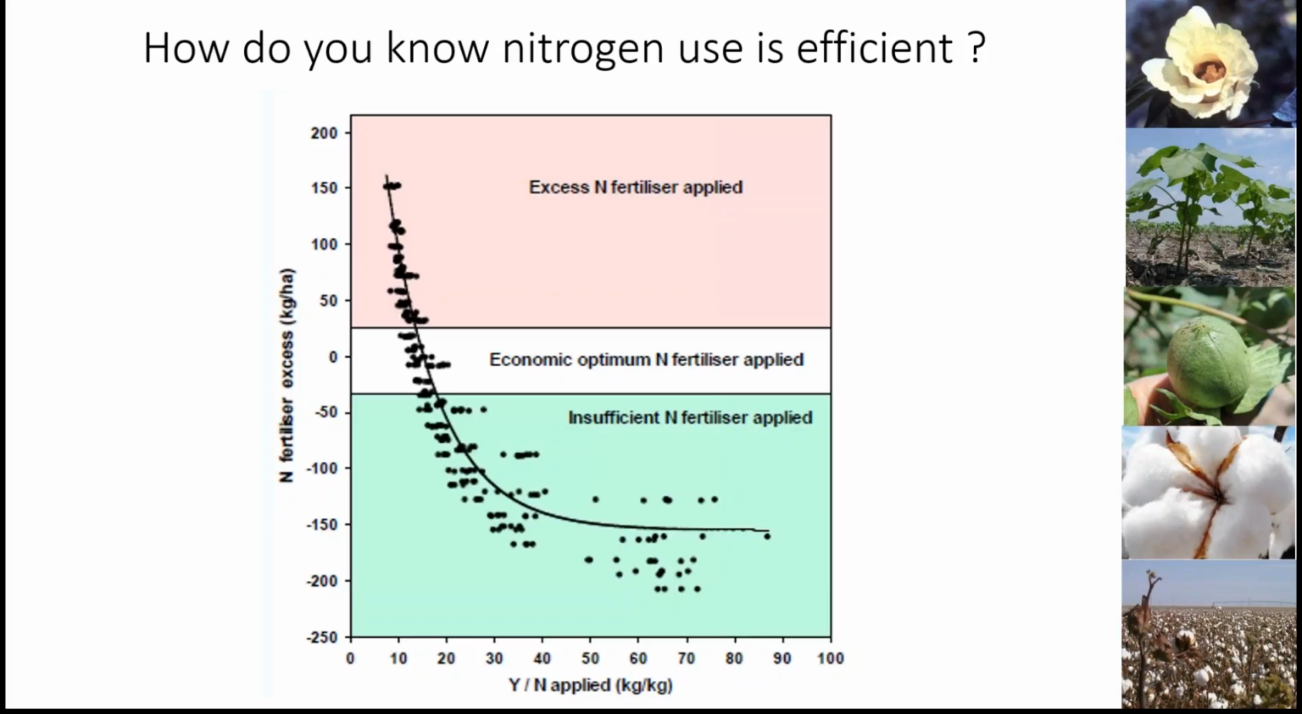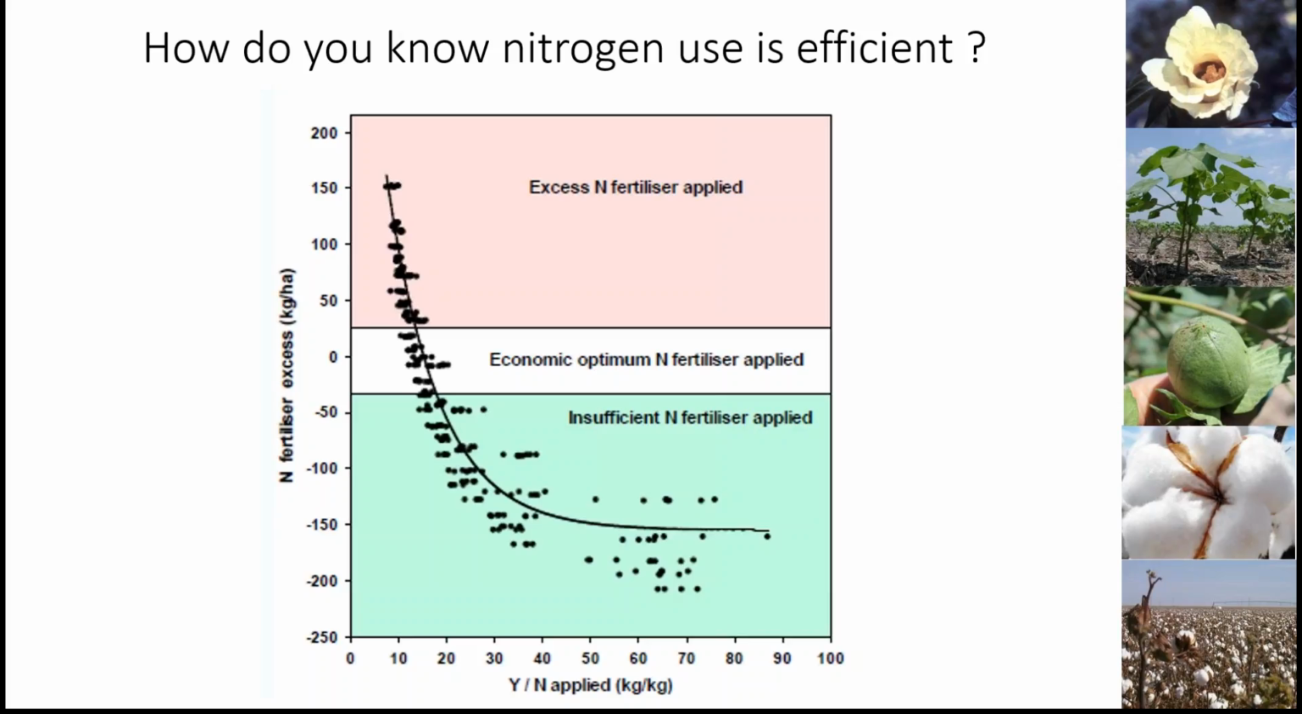That's a number that comes up. Numbers in that range are quite commonly quoted in international literature as where the economic optimum fertiliser has been applied across a range of environments and production practices.